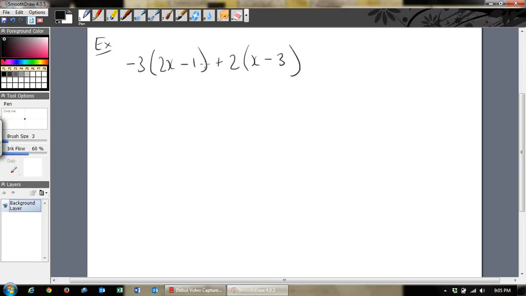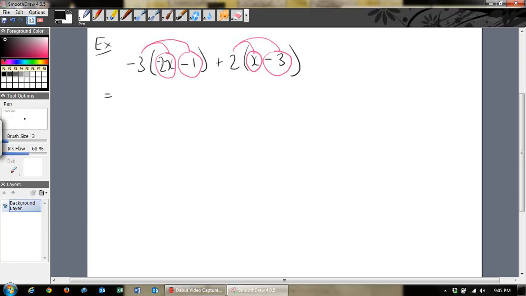Again, it's just two separate pieces, and so what we need to do is multiply the negative 3 by the 2x and the negative 3 by the negative 1. Okay, just remember that's a negative 1. We're looking at the two terms here. Our terms over here are x and negative 3 that we're multiplying by. Okay, so let's do this one piece at a time.